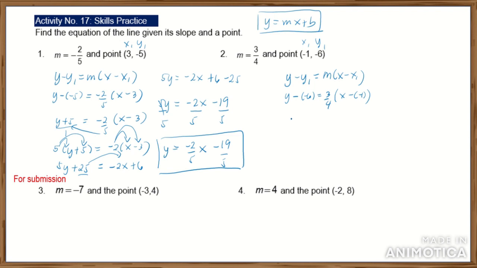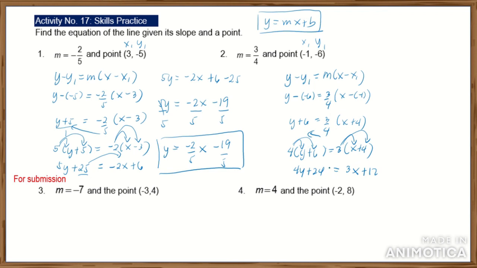Then we simplify these signs. We have now y plus 6 is equal to 3/4 of x plus 4. Then we get the cross products here. So we have 4 times y plus 6 is equal to 3 times x plus 4. Apply the distributive property of multiplication. So we have 4y plus 24 is equal to 3 times x is 3x. 3 times 4 is positive 12.